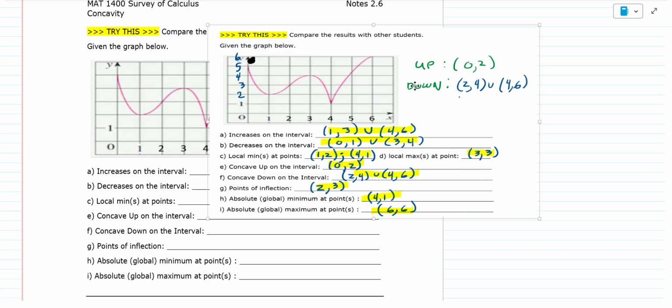So far. Yes. You always use parentheses. You don't ever use brackets when you're naming an interval of increase or decrease. The reason is because it's hard to tell what the derivative is. The derivative may be 0. You can't tell. So just always exclude the endpoints. Just always parentheses.